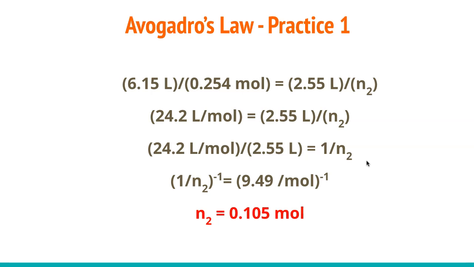0.105 moles. And if I double check myself, that makes sense because the volume went from 6.15 to 2.55, which meant it decreased. If the volume decreases, the number of moles should decrease. I have 0.105 compared to 0.254. So that checks out from a logical perspective.